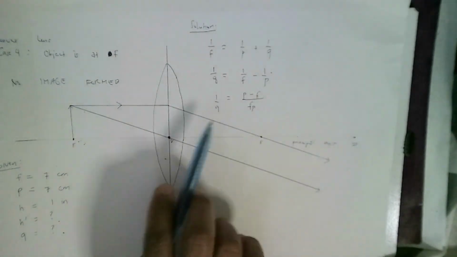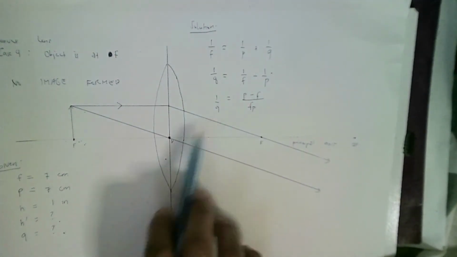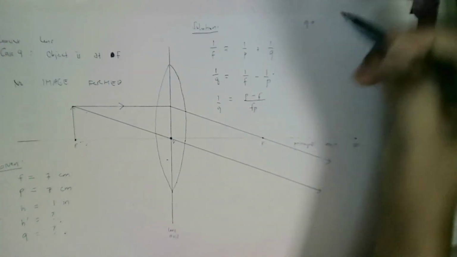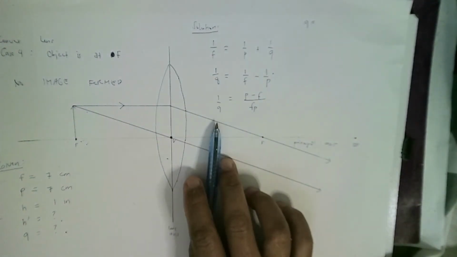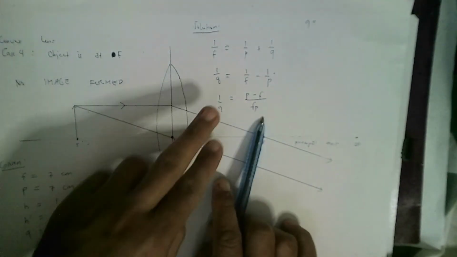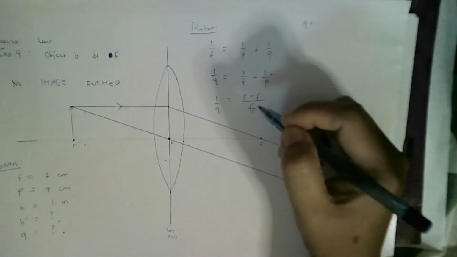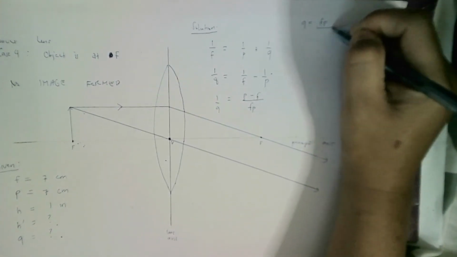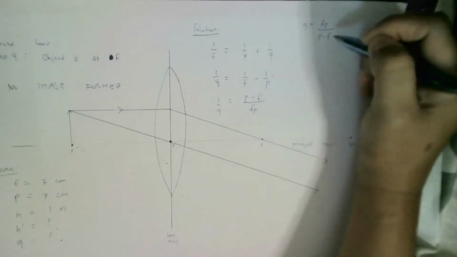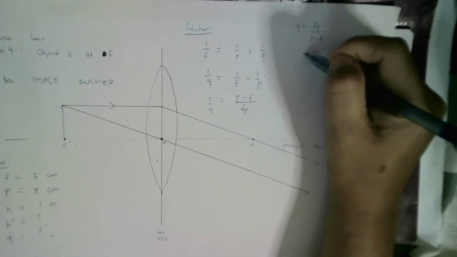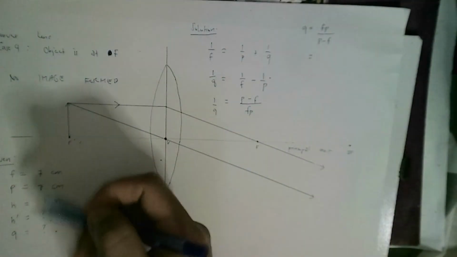Now, I'm not trying to solve for 1 over q. I'm trying to solve for q. So remember that q is simply the inverse of 1 over q. So we simply flip that, it becomes q. So that means this, we also need to flip. So instead of p minus f over fp, it will be fp divided by p minus f. That's your q. And then now I can solve that because I have the values here.